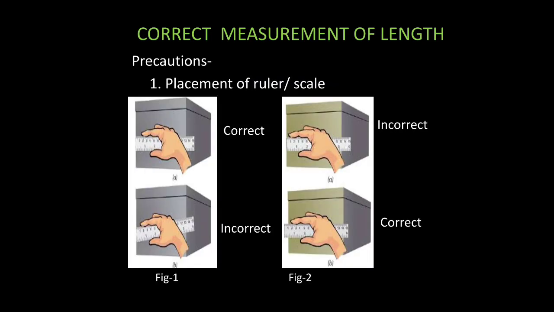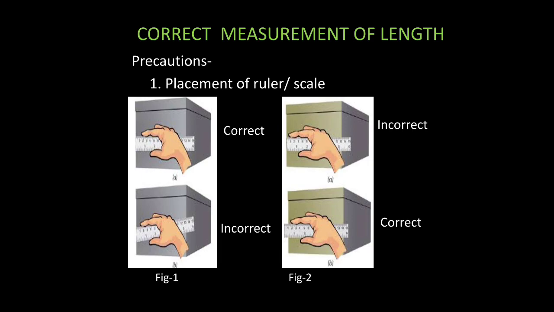Now, correct measurement of length. You must be wondering, what is the correct way of measuring? Yes, correct. There is always a chance that the measurement can be wrong, right? So we must take precautions. What is the first precaution? The placement of the ruler or scale.